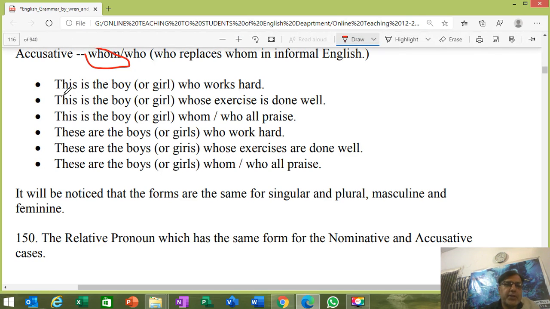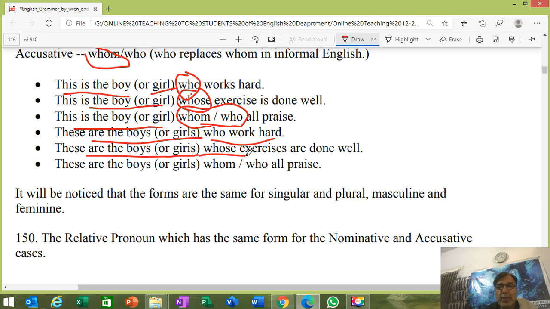For example, this is the boy or girl who works hard. This is the boy or girl whose exercise is done well. This is the boy or girl whom all praise. And these are the boys or girls who work hard. These are the boys or girls whose exercises are done well. These are the boys or girls whom all praise.